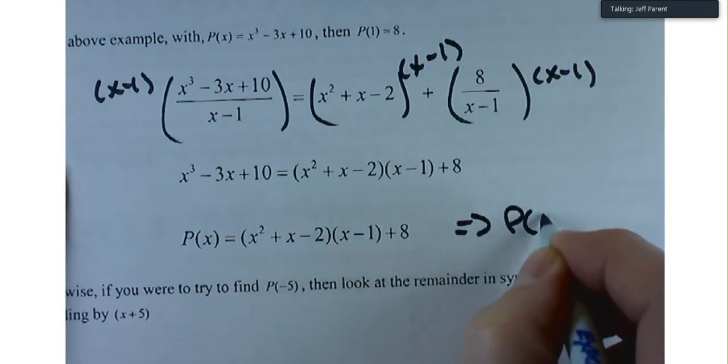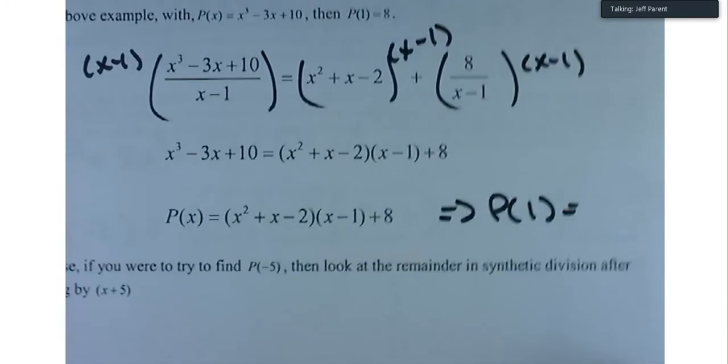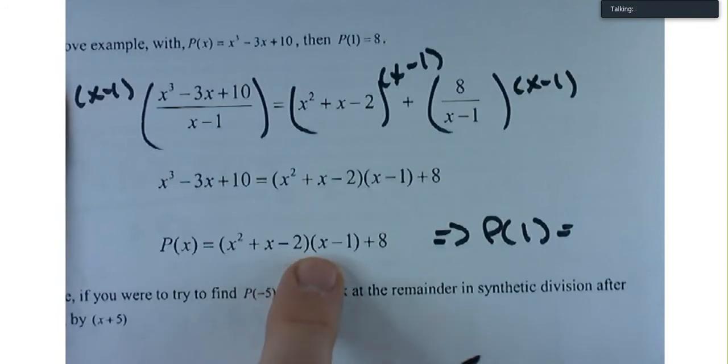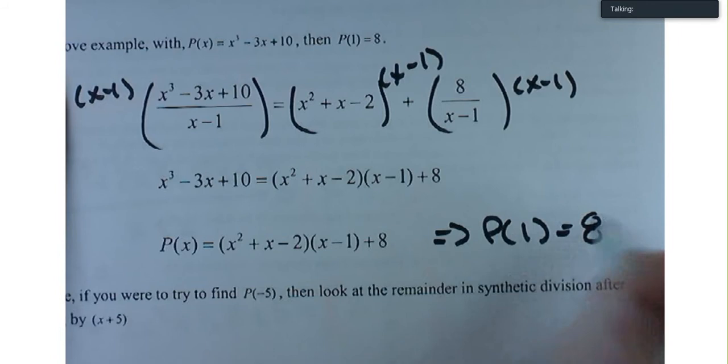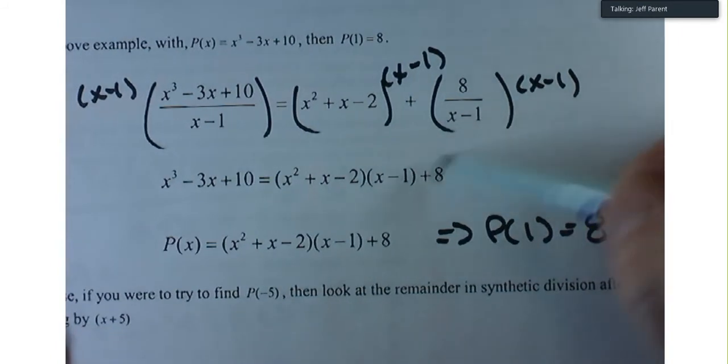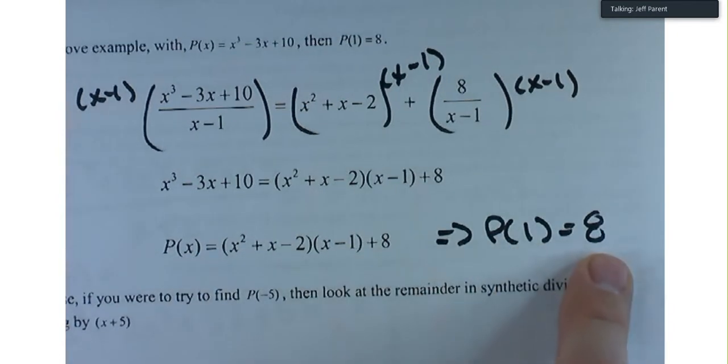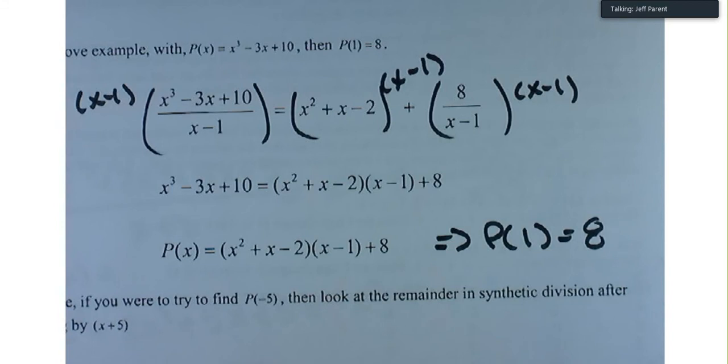Can somebody tell me what p of 1 would equal? If I put in 1, I can put it in here, or I can put it in here. Let's put it in here. What's p of 1 going to equal? 8. Excellent. So dividing by x minus 1 and looking at the remainder is the same thing as evaluating p of 1. That's going to be really handy. It might seem like, oh my gosh, no big deal, but it's actually going to be kind of handy. Now, one of the homework problems is just like that. So let's take a quick look at that.